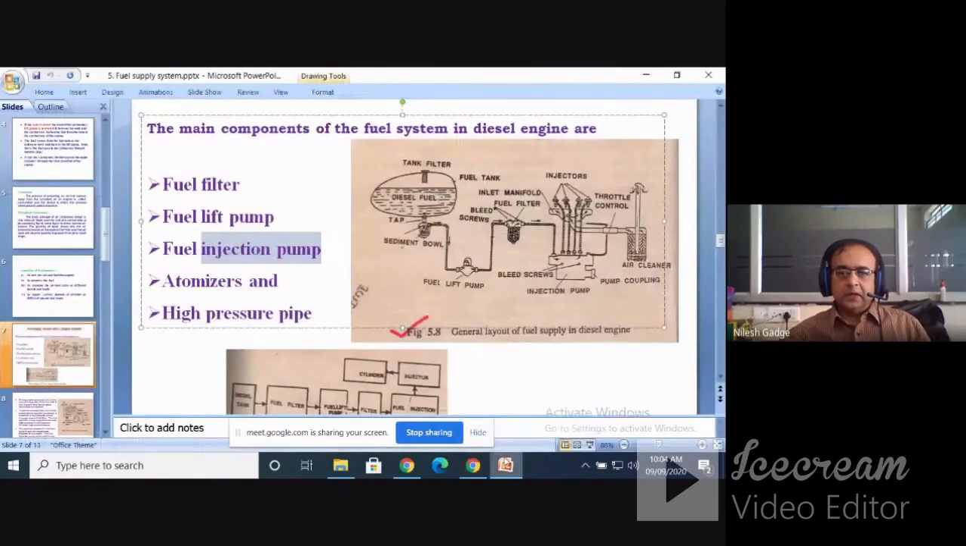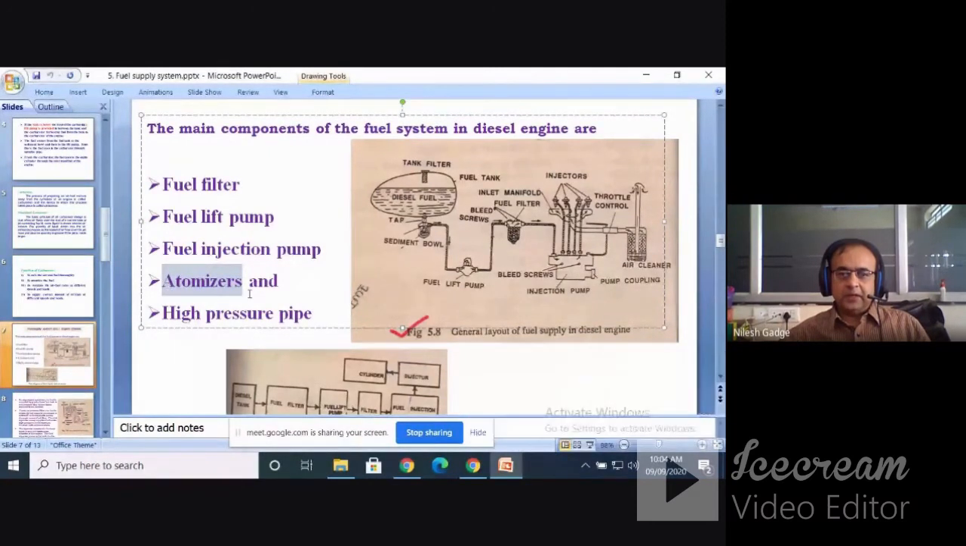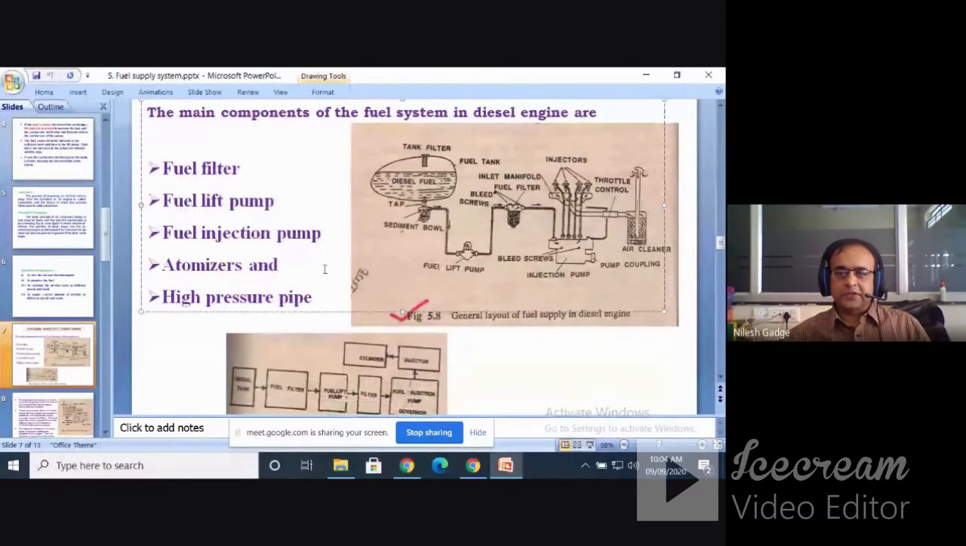Fuel injection pump, atomizers. I will tell you what the functions of the atomizer, fuel injection pump and all that are. Then high pressure pipe. All these are the components of the fuel supply system of diesel engine. So first of all, just watch the components.